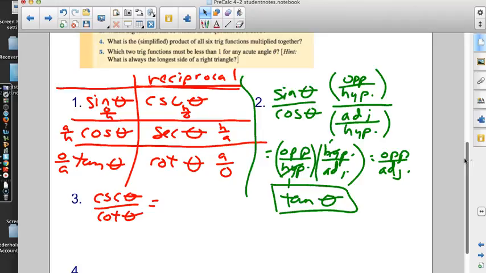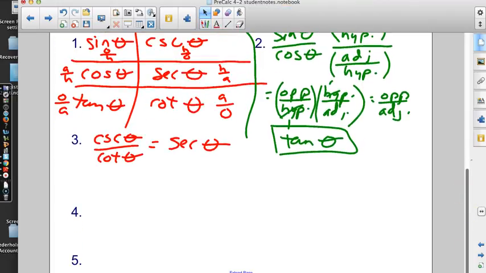Secant. So there's a lot of playful algebra you can do with the trig, knowing those definitions. And then 4 says, what's your simplified product of all 6 trig functions multiplied together?